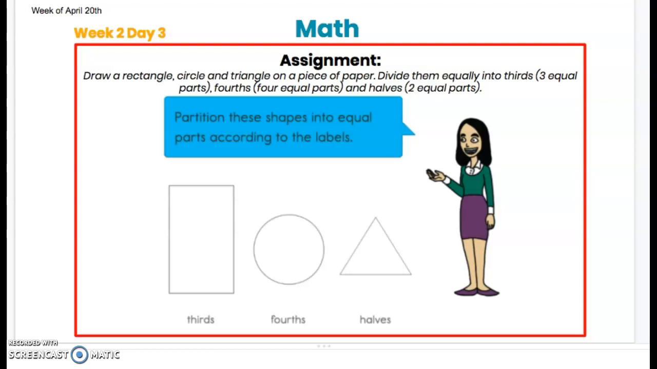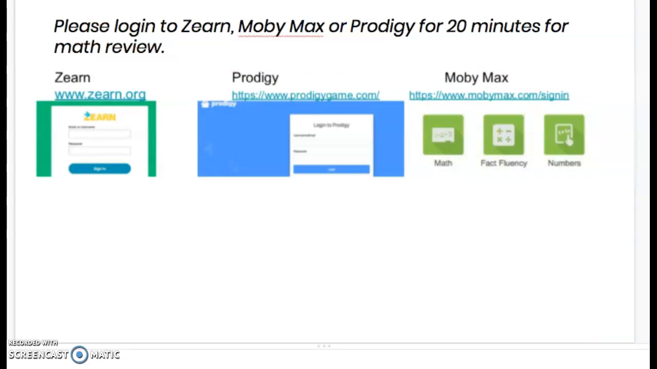After your math assignment, you are going to log on to Zearn, Prodigy, or MobyMax and work for just 20 minutes on your math fact fluency or on a geometry lesson that you've been assigned. I have changed all of our Zearn lessons so that they reflect what we've been learning about partitioning shapes.